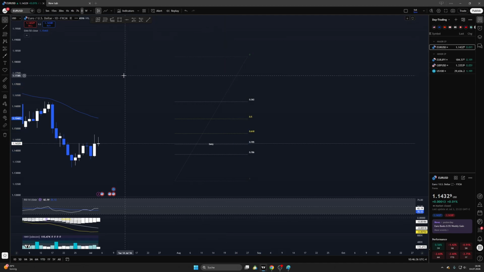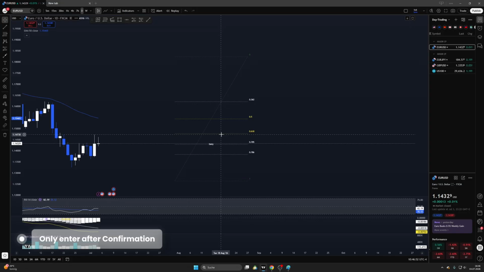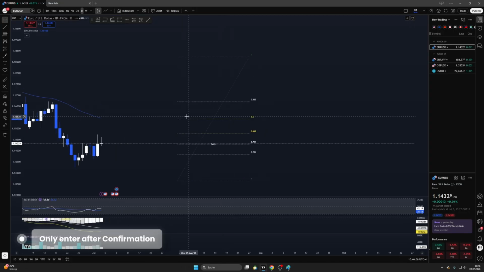And this is very important. I was talking about the golden zone before, the 0.618 golden zone. Of course, this is the zone where the market, let's say, reacts mostly, right? But this is not a guarantee. Very important: it doesn't matter what kind of zone you're trading, you always have to wait for confirmation.